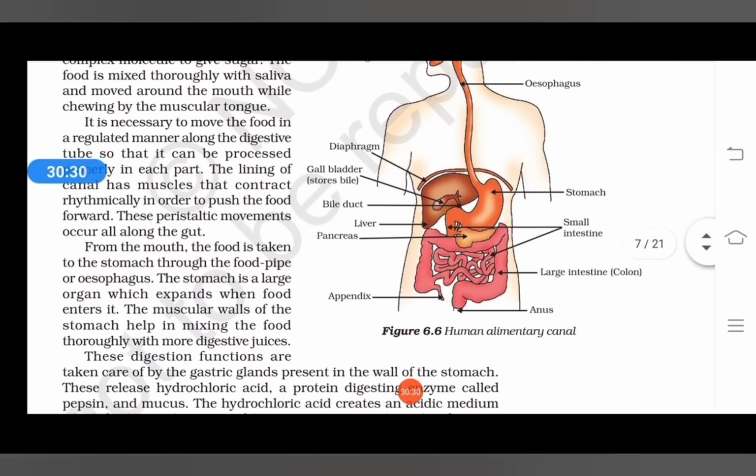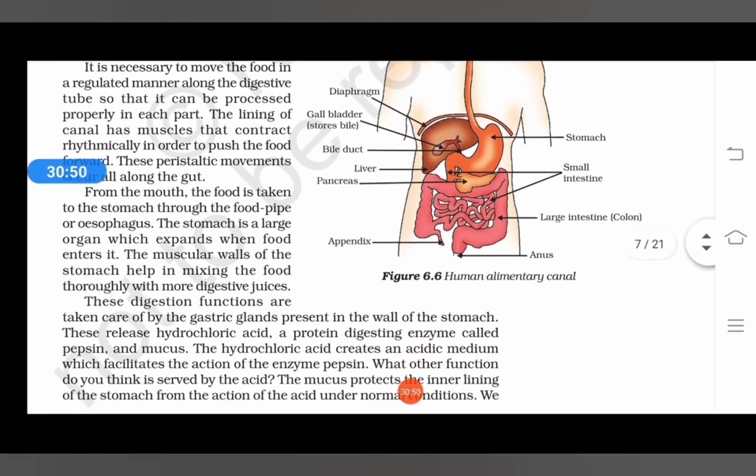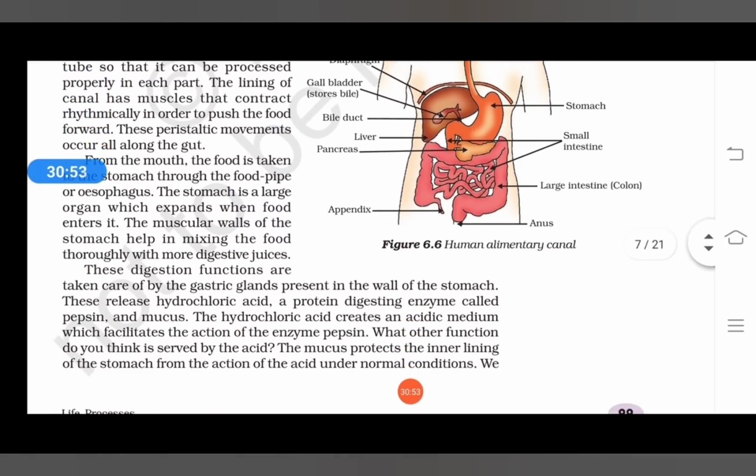From the mouth, the food is taken to the stomach through the food pipe or esophagus. The stomach is a large organ which expands when the food enters it. The muscular walls of the stomach help in mixing the food thoroughly with the digestive juices. So what are the digestive juices? These digestive functions are taken care of by the gastric glands present in the wall of the stomach.